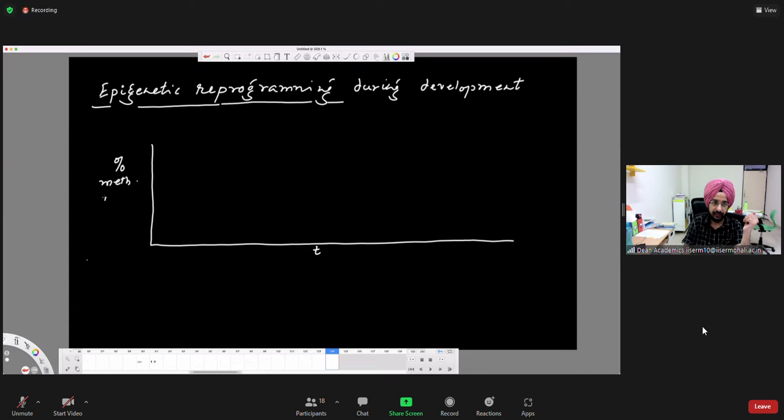The genome. And we are going to plot two trajectories, one for maternal and the other for paternal. Let's start from fertilization. Suppose this side, where the size starting is small.